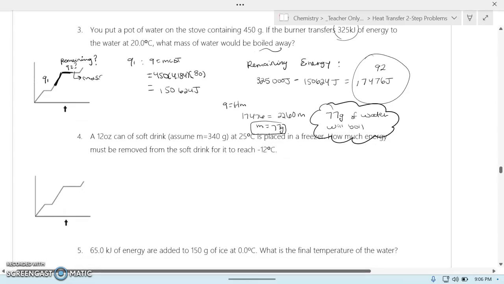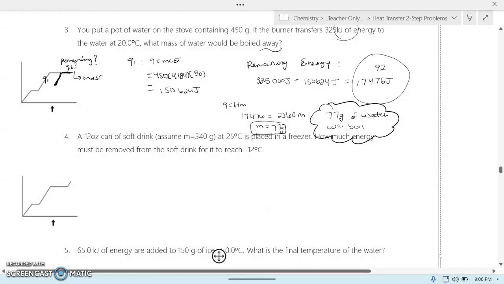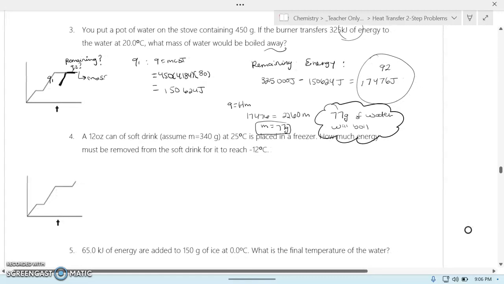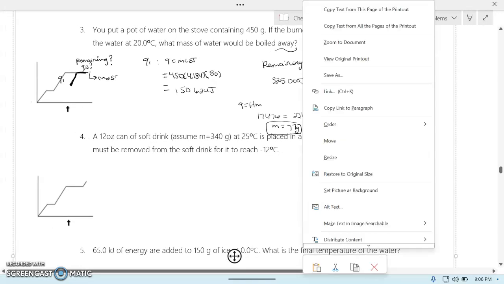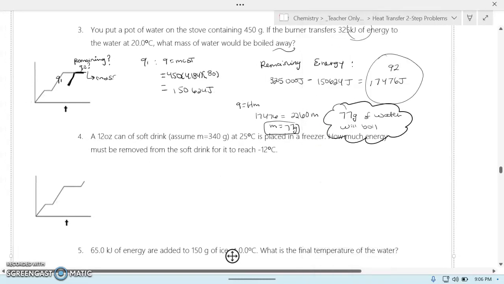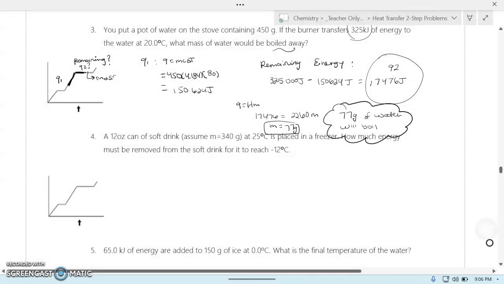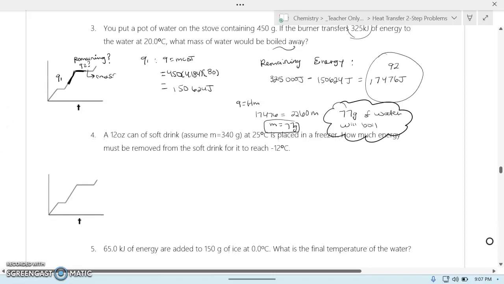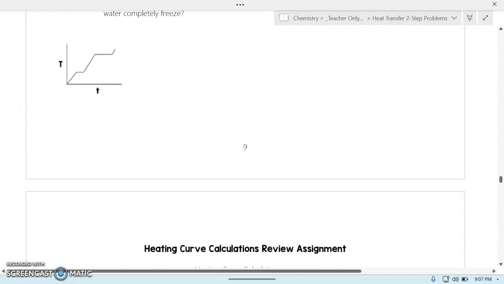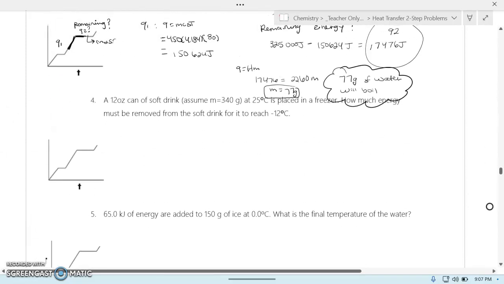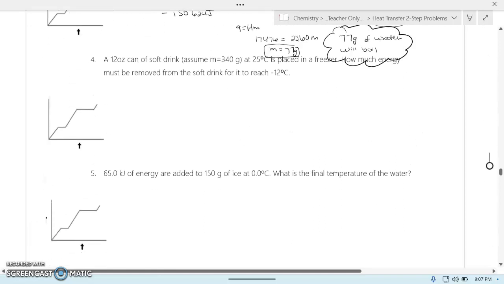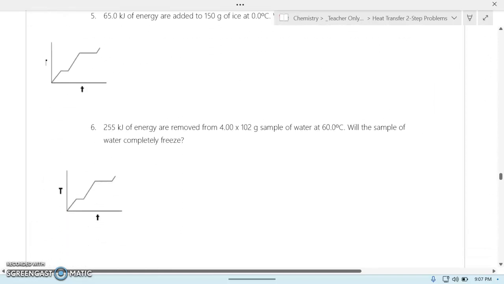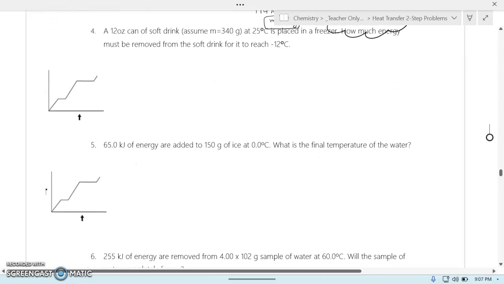Sometimes you'll need to find remaining energy in order to answer the actual question rather than finding a total energy for the sample. So read all the parts of the question before you answer it or before you think you're finished. You have a few more problems on this page. Map it out with the heating curve. Add the energies together to find a total energy.